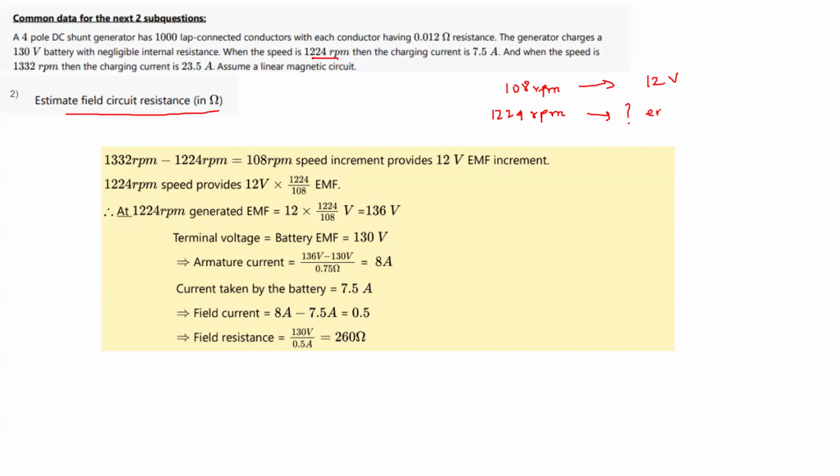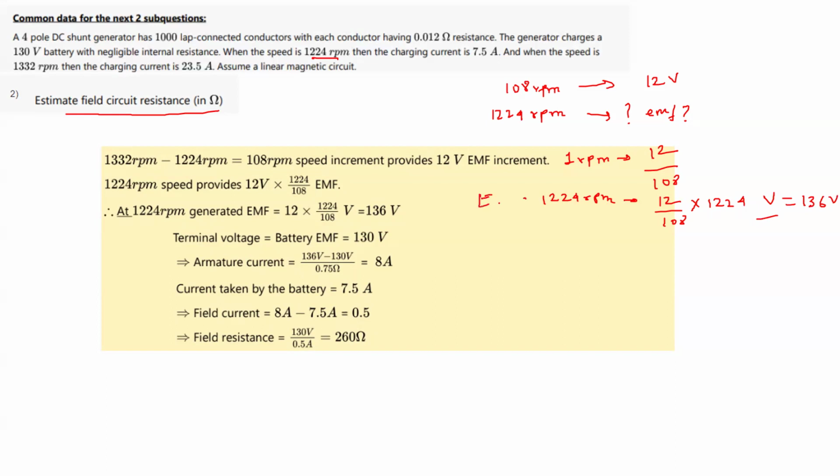How much EMF will it be? It will be 12 by 108, which is for 1 RPM. Now for 1224 RPM, it will be 12 by 108 into 1224, so this will be this much volts. You will get it as 136 volt. Now 136 volt is the EG.